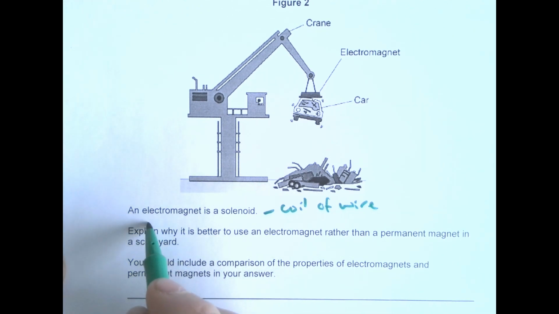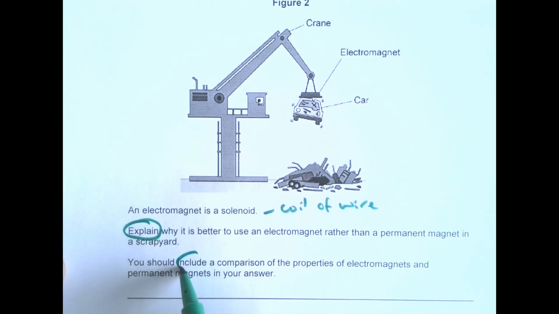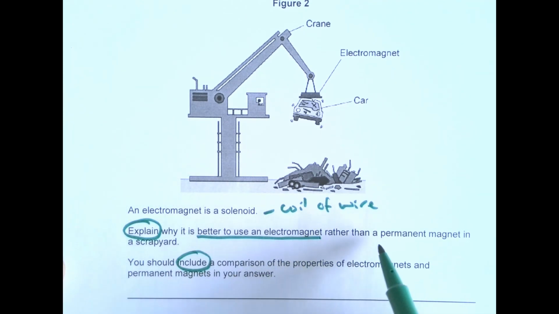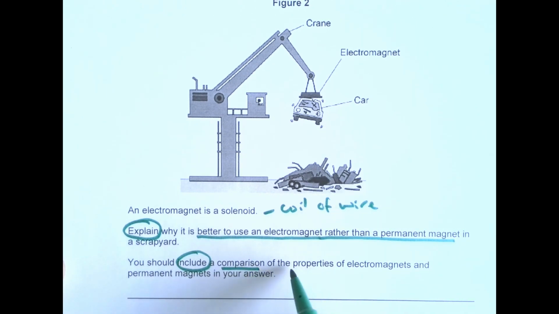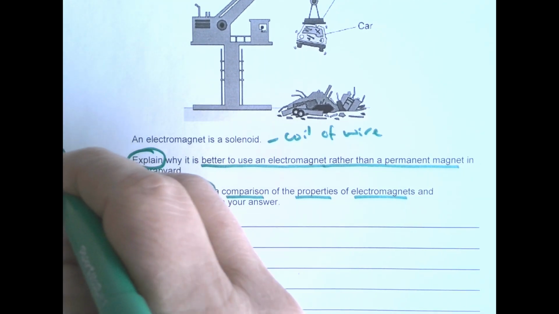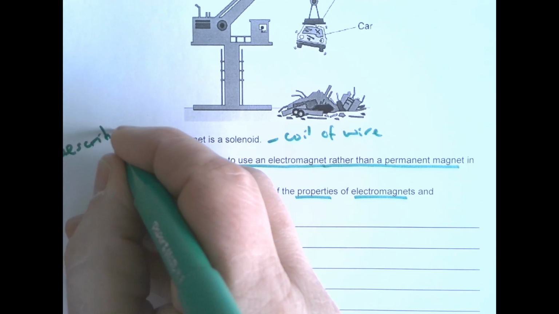As soon as we've got to explain why, and it says you should include, then really what it's saying is you have to include. It's worth 4 marks, so I'm underlining the number of marks. What are the key bits of information? It's better to use an electromagnet rather than a permanent magnet, and a comparison of the properties of electromagnets and permanent magnets. It's worth 4 marks, so 1, 2, 3, 4 bullet points. Whenever I see an explain question, I imagine it's describe plus.